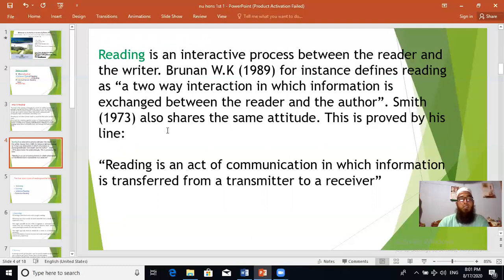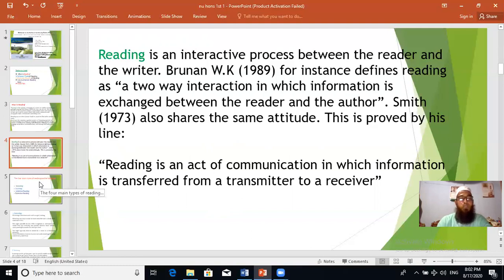Smith in 1973 also shares the same attitude. This is proved by his line. This is the quotation of Smith. He said, reading is an act of communication in which information is transferred from transmitter to a receiver. You see, he has used a very nice word, a transmitter to a receiver. Who is the transmitter? The writer is the transmitter here. So reading is an act of communication in which information is transferred from a transmitter, meaning the writer, to the reader. Receiver means your reader. So there are some definitions. I think you have got an idea about what is reading now.